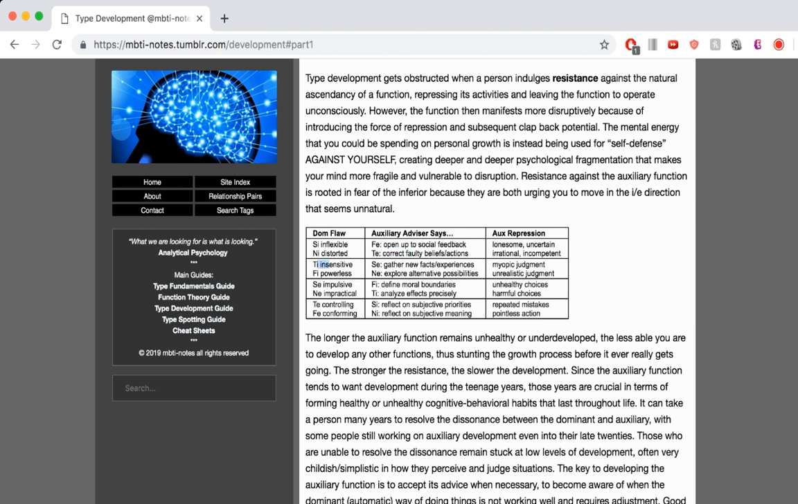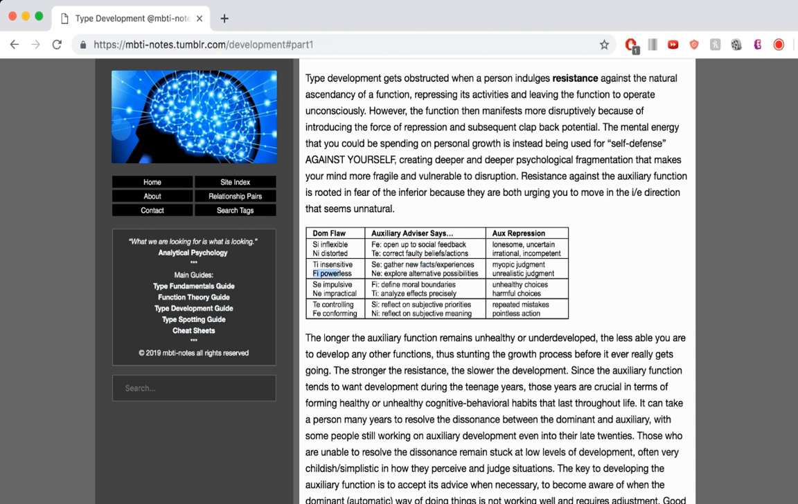TI is insensitive with auxiliary SE. So insensitive, but it gathers new facts or experiences. That helps a lot. I know TI in particular, since I have it, we're prone to this if we only have the same information all the time. We have the same static models, and we just do the same thing over and over again, have the same beliefs all the time. But SE would help us gather new facts or experiences because it's very present.